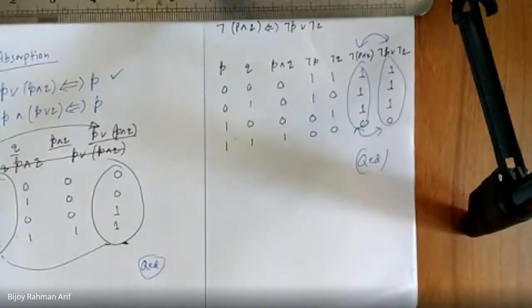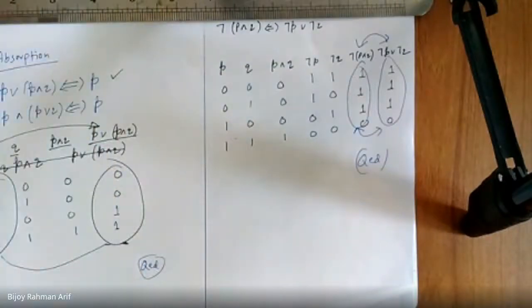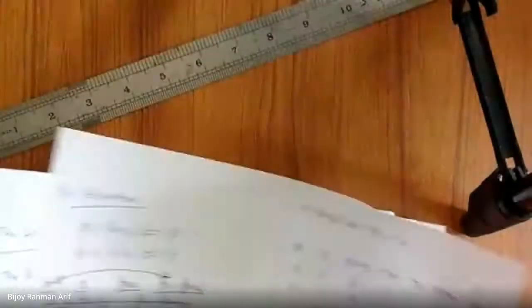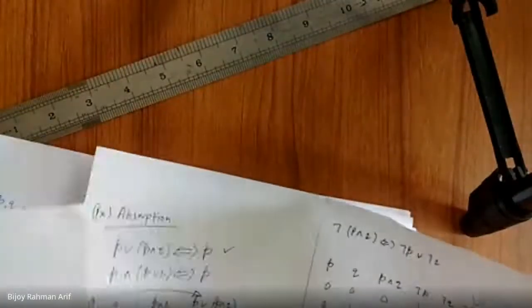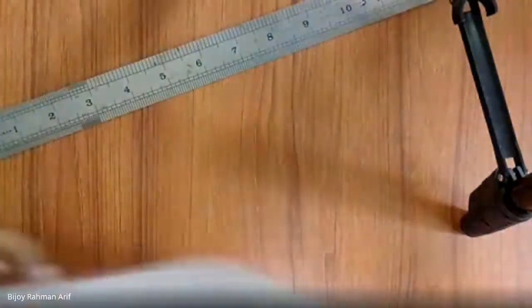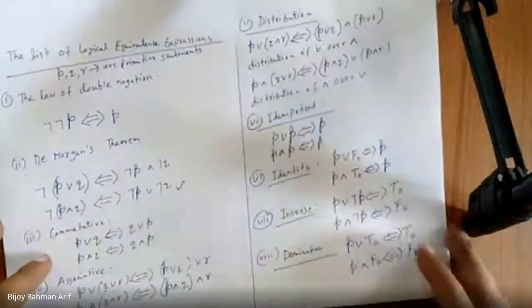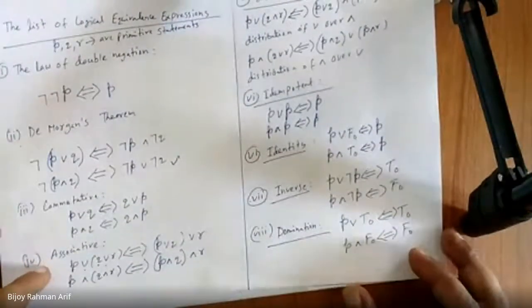All right, guys. Do you have any question? You can ask me. Do you have any question regarding today's class? No, sir. Okay, so I have given you a homework. The homework is you try to prove the laws in the list of logical equivalence expressions. You will take all the rest of the examples and try to prove whether they are actually true or not.